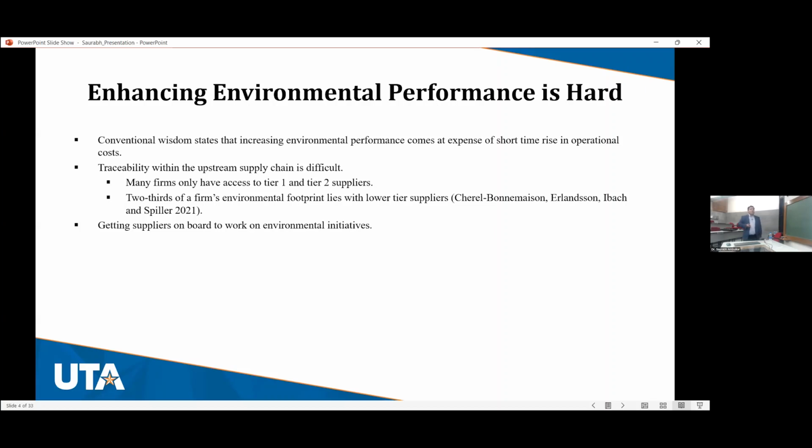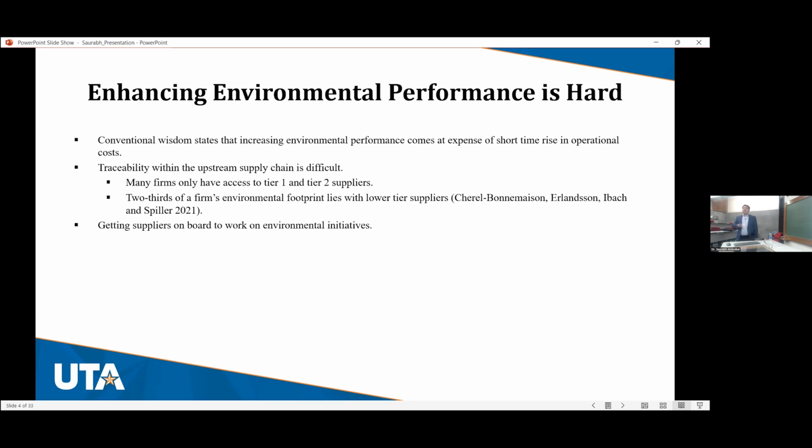Now, good companies want to be environmentally conscious. However, enhancing environmental performance is very hard. Why? First, it requires a lot of investment, right? If we look at prior research, or just think about wanting to do something about the environment, we know we are going to face some kind of short-term increase in our operational costs, right? And do we want to take that? Do we not want to take that? That's a big question. Second, a lot of supply chain implications, right?